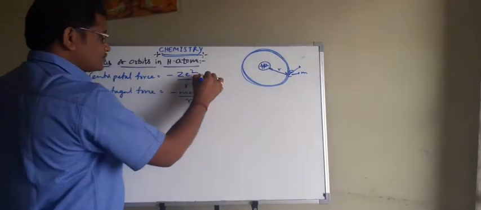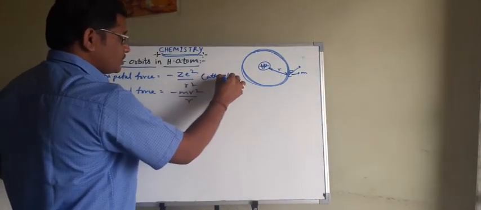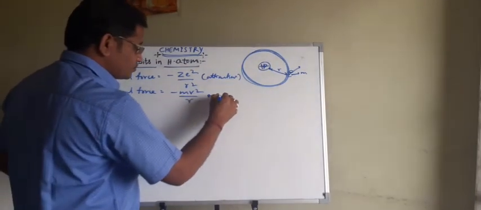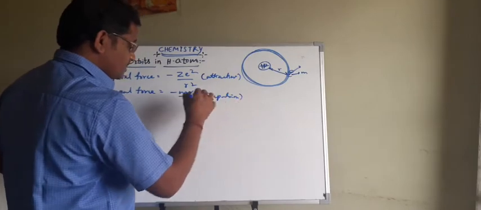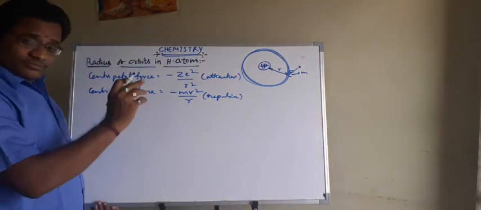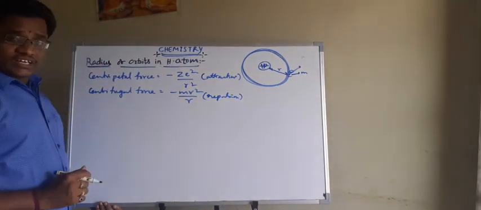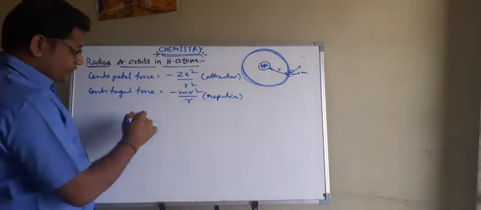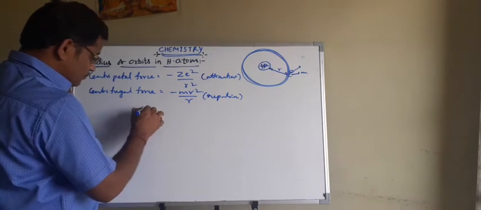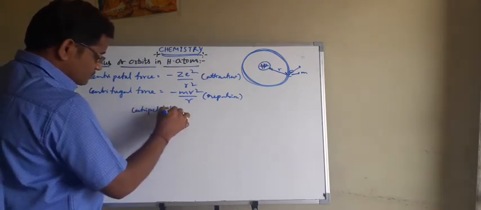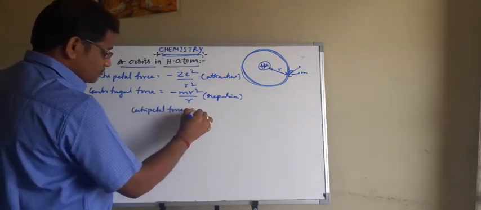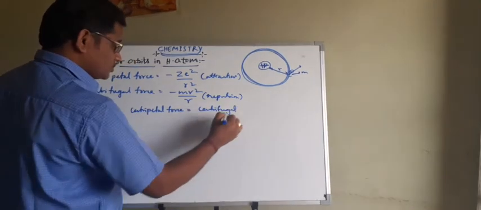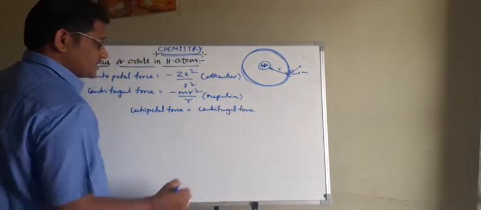Centripetal force means the attraction force between the nucleus and electrons. Centrifugal force means the repulsion force between the nucleus and electrons. Both are equally present between the nucleus and electrons. So that's why the centripetal force is equal to the centrifugal force.